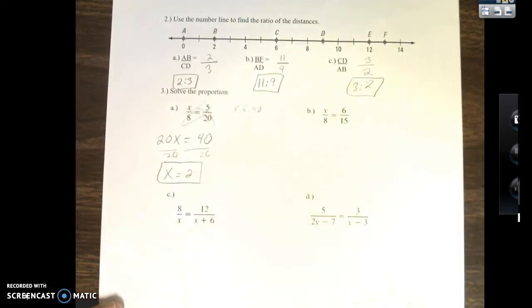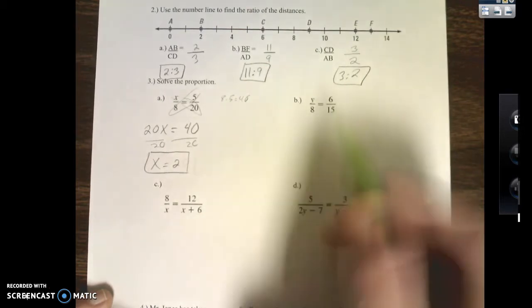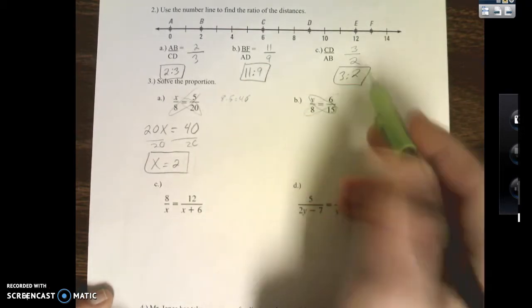Ta-da. You're done. Okay. Very good. Taking a look at part B. It's a lot of the same, but again, you can't get too good at this.